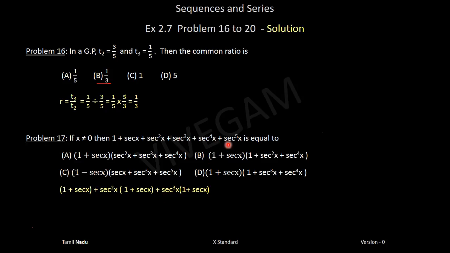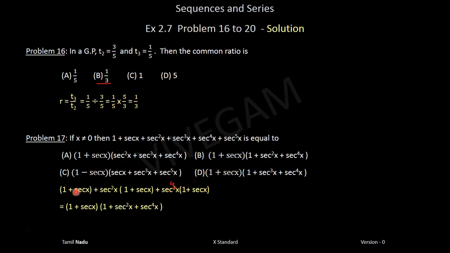Now, from these 2 terms, actually, you need to take secant to the power of 4x. I by mistake have written secant cube x. So this is secant to the power of 4. Okay. So what will happen if you take secant to the power of 4x? So it will become 1 plus secant x. Now you see 1 plus secant x is common between all these terms, right? So you can take 1 plus secant x commonly out.